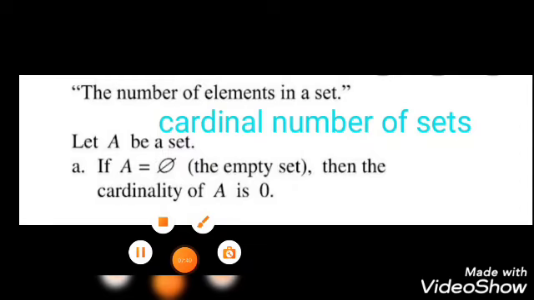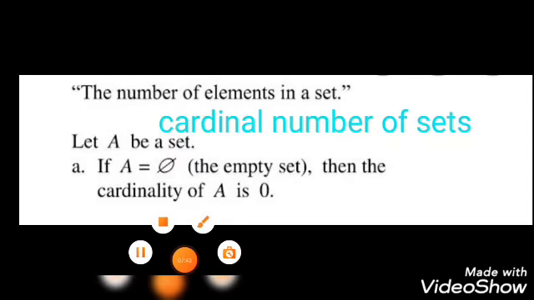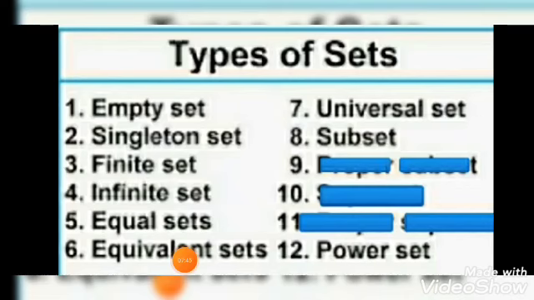The next type is intersection of sets. Intersection of sets means, if we take two sets A and B having common elements, the elements that are common to both A and B are called the intersection of sets. The symbol for intersection is the reverse U. Like universal set is denoted by U, intersection of sets is the reverse U.